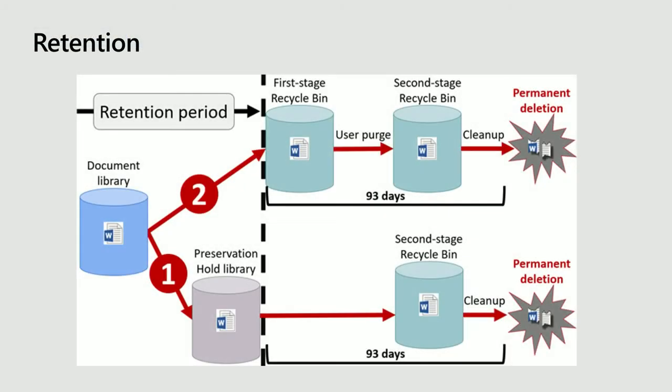So retention itself, if you set up a rule saying that this kind of file should be protected for 3 years, depending on the scenario, in some scenarios you can still delete the file or change the file. But you are obligated to keep the original file for 3 years. And that's where the preservation hold library comes in. Because the preservation hold library will make sure that even though the file has changed over the years, the original version will stay there for the 3 years or the time you have set.